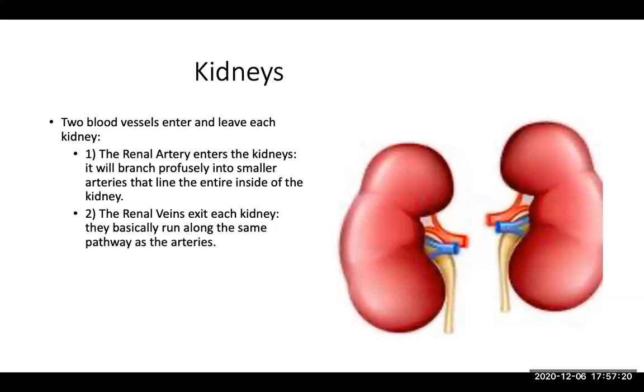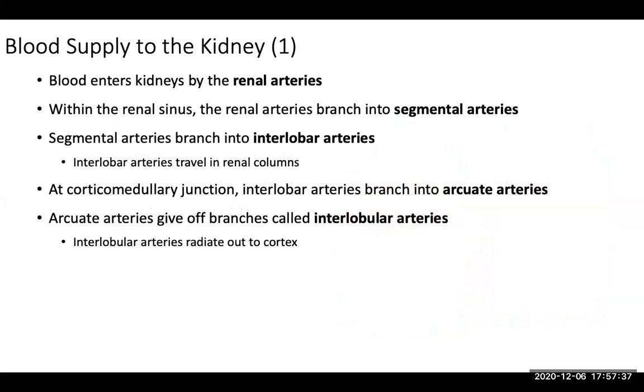The kidneys: two blood vessels enter and leave each kidney. The renal artery enters the kidney. It will branch profusely, as you'll learn in lab, into smaller arteries that line the entire inside of the kidney. The renal veins exit each kidney, and they will run along the same pathway as the arteries.